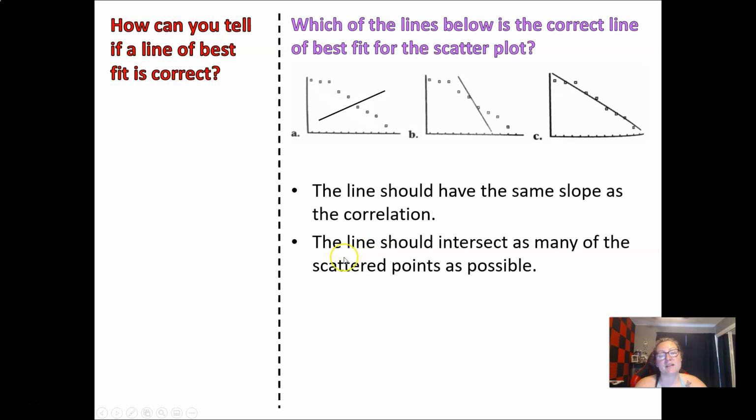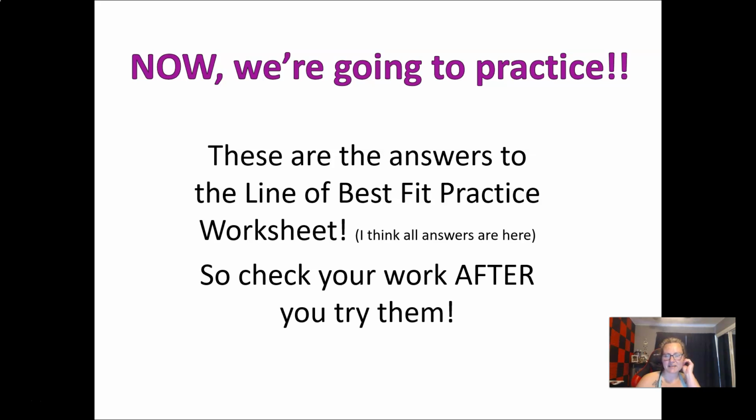Here, the second bullet point: the line should intersect as many of the scattered points as possible. If that has to be true, does B intersect more points or does C? C does, right? B kind of goes through those two, but that's it. C goes through 1, 2, kind of 3, 4, 5, so around 5 or 6, and it matches the slope of the data. So C is what the line of best fit should look like. And I think that's it. So that was it for our line of best fit.